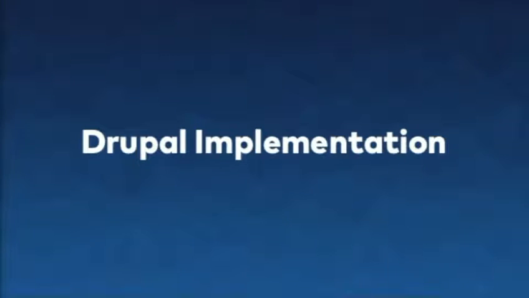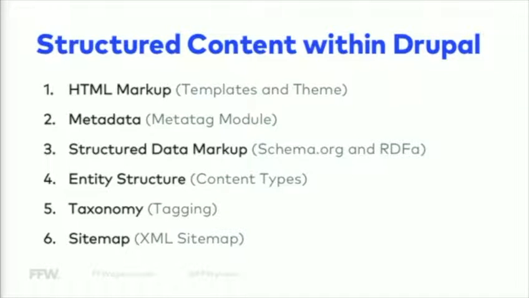Cool. So that's just a quick high-level overview of what schema.org is and what the formats are used to implement schema.org. Let's take a look at what it means to implement this with Drupal. Structured content within Drupal is kind of broken down into the different functional areas of Drupal. There are 6 in particular that I'll point out. HTML markup itself is structured, so that's your templates. The metadata, which you can manage using the meta tag module, which I'll speak more about shortly. Structured data markup, which we just talked about, which is the implementation of schema.org.